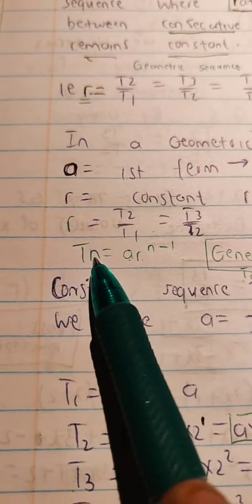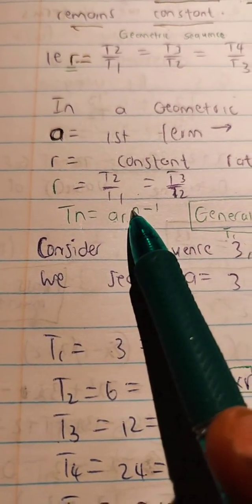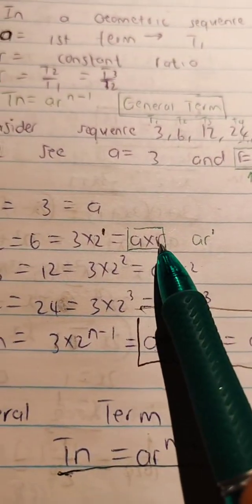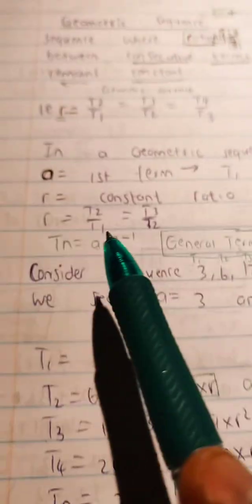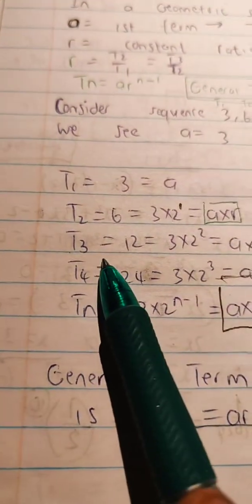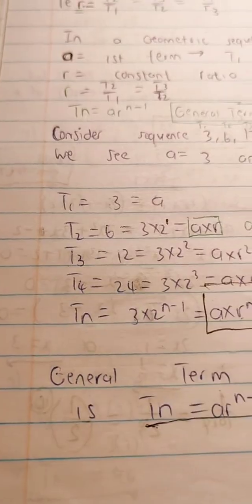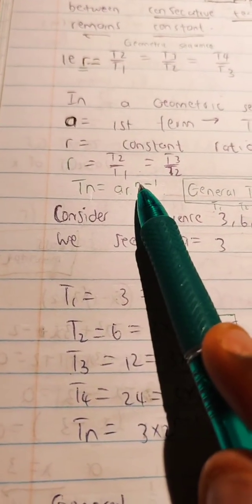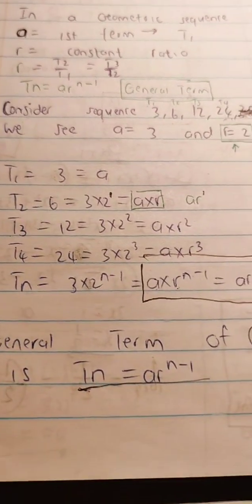Term 2, if we substitute 2 here, 2 minus 1. Guys, that leaves us with an exponent 1. That means term 2 is actually going to be a times r, or in other words, ar to the power 1. Term 3, we do the same thing. We know that the exponent will be 3 minus 1, which is 2. So we are going to have ar squared. Term 4, guys, you get the picture, right? A times r to the power 4 minus 1, which is going to have the exponent 3.